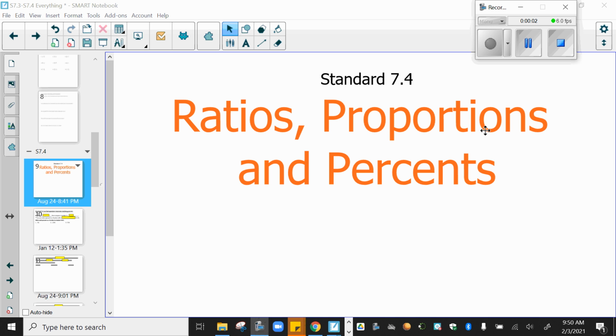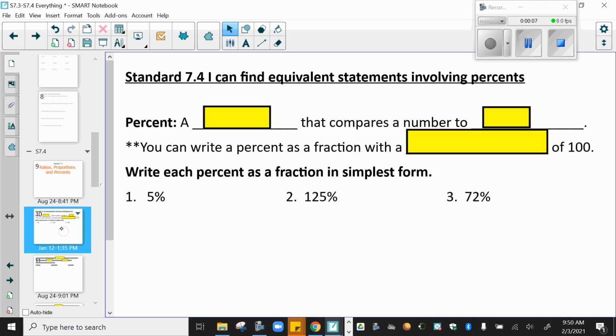Hi everybody, here's standard 7.4, ratios, proportions, and percents. Standard 7.4, I can find equivalent statements involving percents.